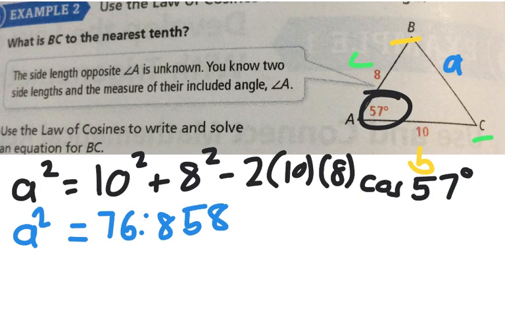Oh, you didn't do the last part. 10 squared plus 8 squared minus 2 times 10 times 8. You got to do times cosine of 57. You got to put all that in, including cosine of 57. Let's make sure we're in degrees.